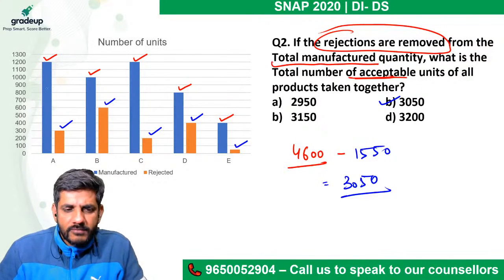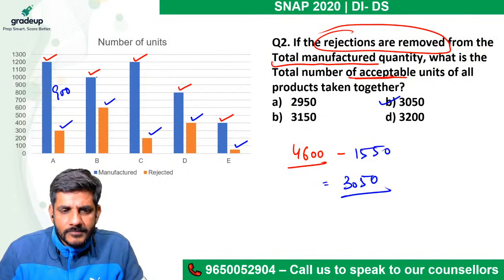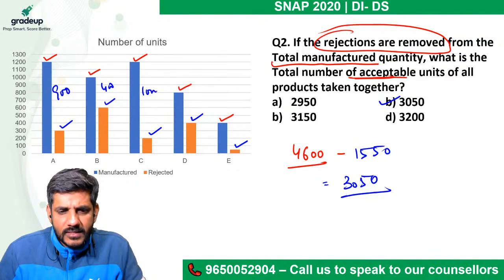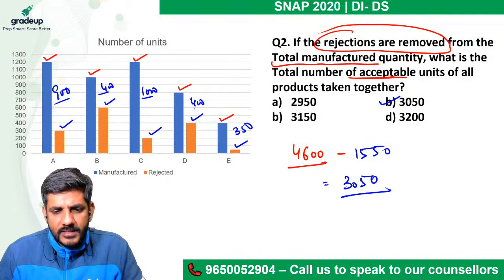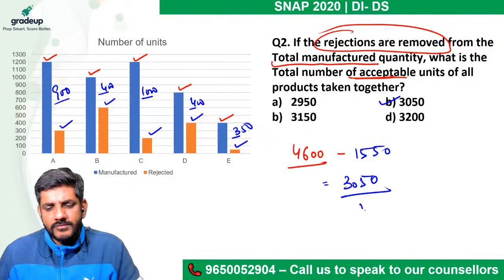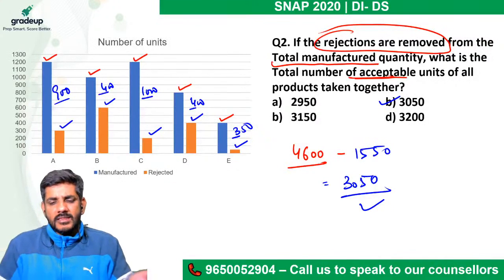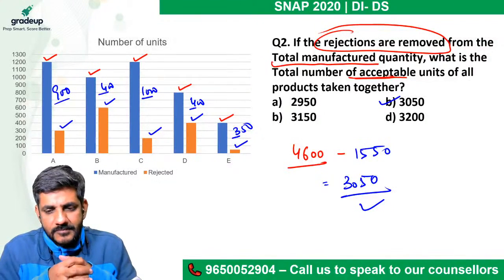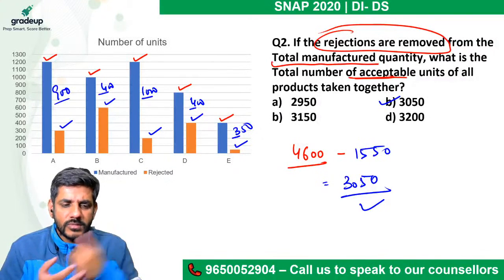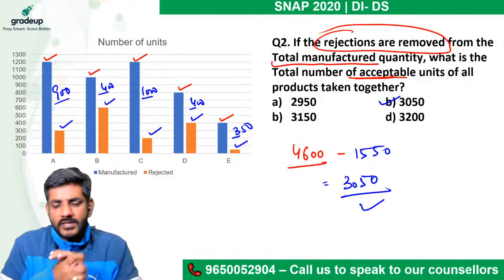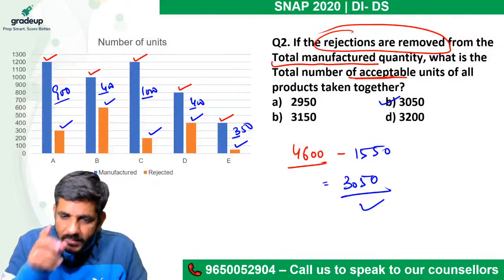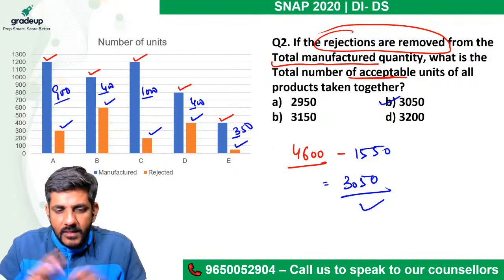You can also do 1200 minus 300, 900, 1000 minus 600, 400, and then 1200 minus 200, that is 1000, and 800 minus 400, that is 400, and then I have 400 minus this 350. So 9 plus 4, 13, plus 10, 23, plus 4, 27, plus 3, 3050. That also can be done. But again, that depends upon how good you are at it. If you are good at calculations, you can do that as well, or you can straight away calculate the figures and answer this.